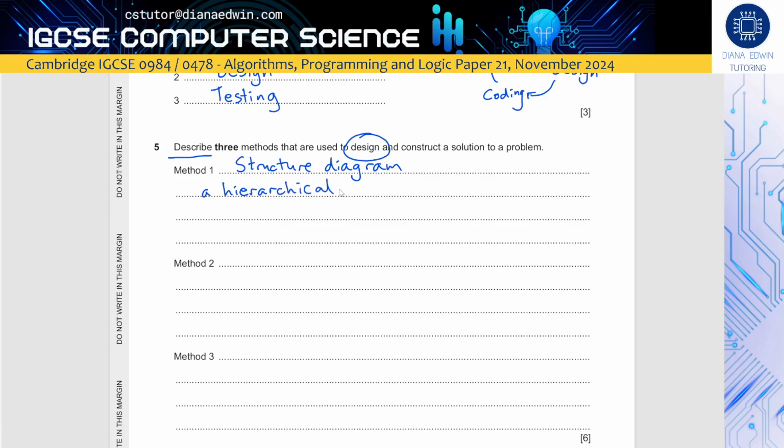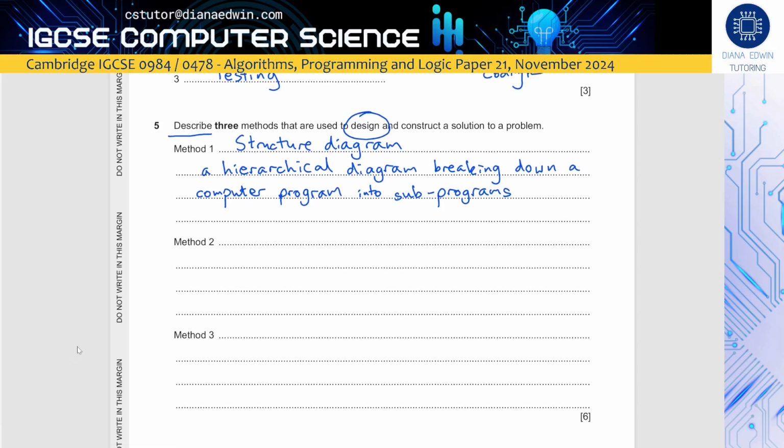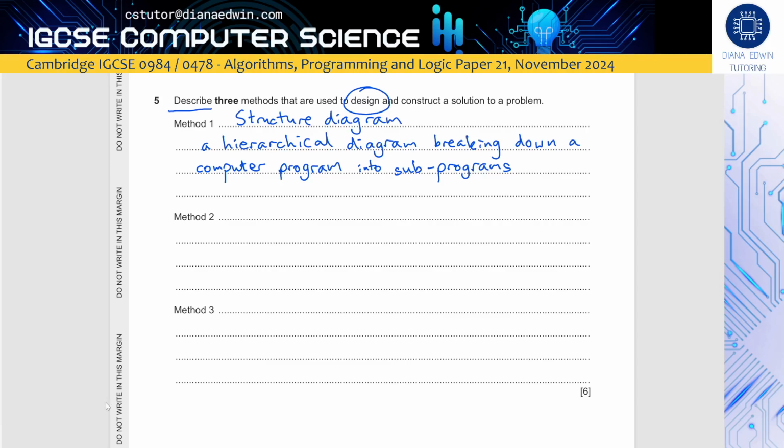It is a hierarchical diagram. That means the placement of the boxes is important. And I might use this to break down a computer program that I'm designing to solve a particular problem into, I could call them sub-programs, subsections. I could even talk about breaking down a program into functions to see exactly how I'm going to make this solution. The second thing that I might use is a flow chart.